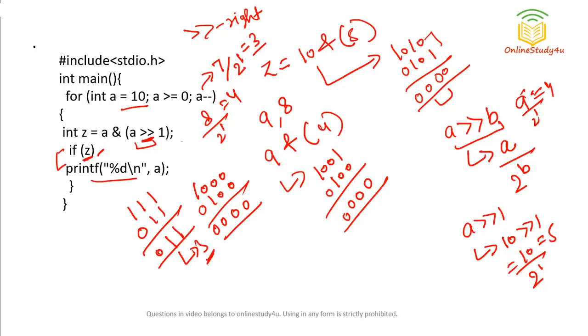You can see that this time the value of z is not 0, so this if condition will be true, and the value of a will be printed. So 7 will be printed. Next we again reduce the value of a, that will be 6 now. The binary value for 6 is 110, and 6 right shifted gives us 3, whose binary value is 011.